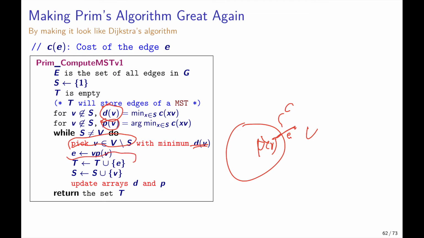And now we add the edge to the spanning tree, and we add the vertex to S. And then we have to update this array D and P, right? Which we can again do by just, for example, scanning all the edges. That will not be an efficient way to do it, but we can do it.